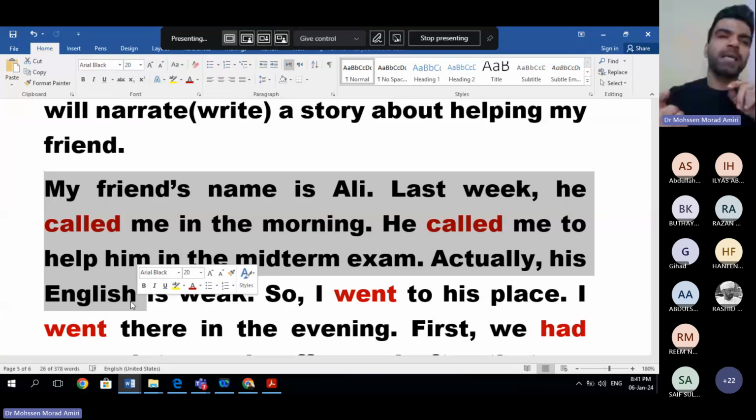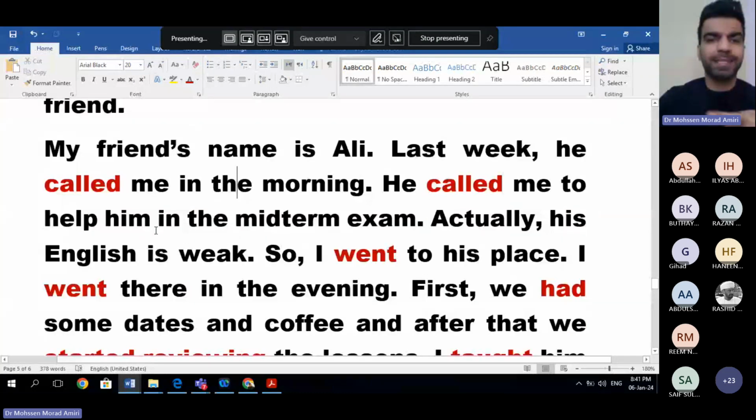Write about a trip that you went on. Write about a time you helped someone. Okay, write a narrative about, I don't know, a birthday that you had, your last birthday. So something related to the past. So your writing also should be in the past. Okay, let's see the example. This is one sample answer.